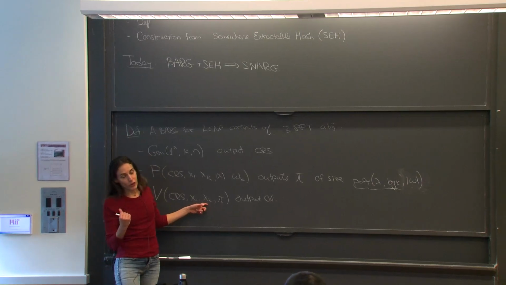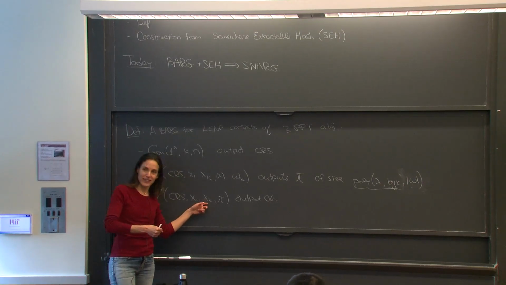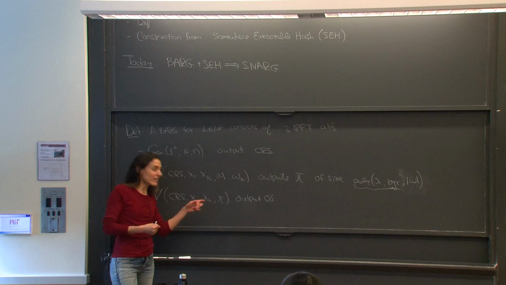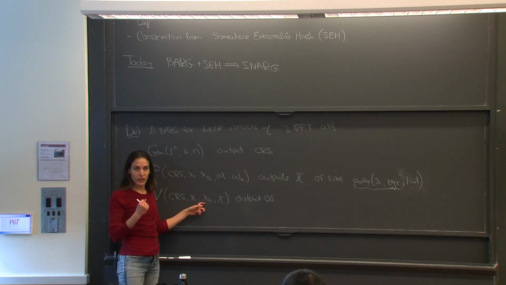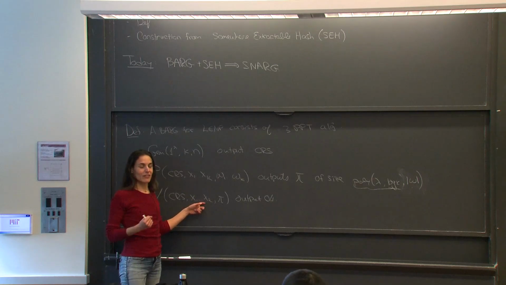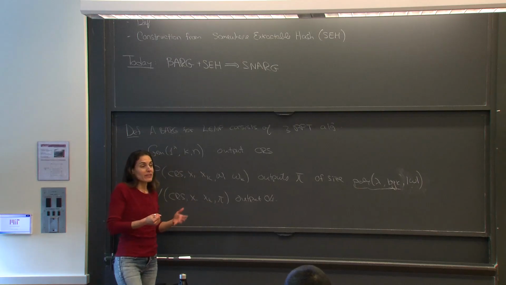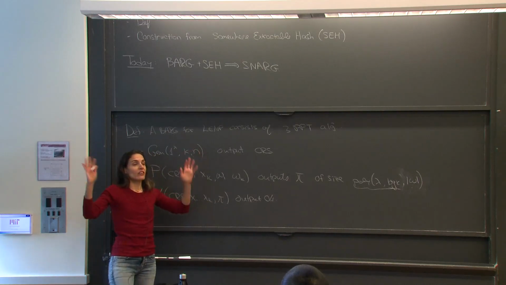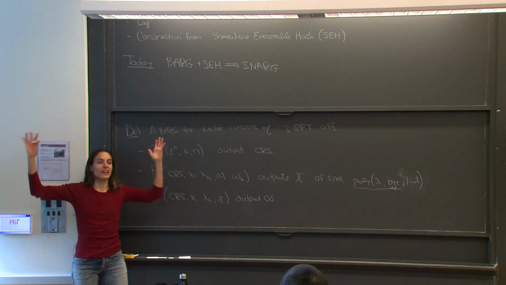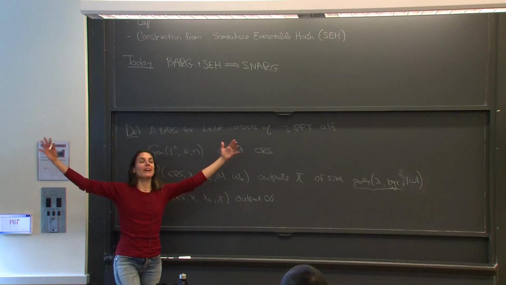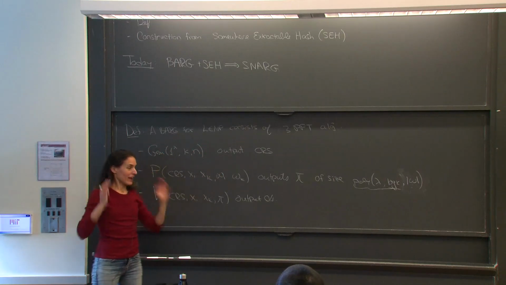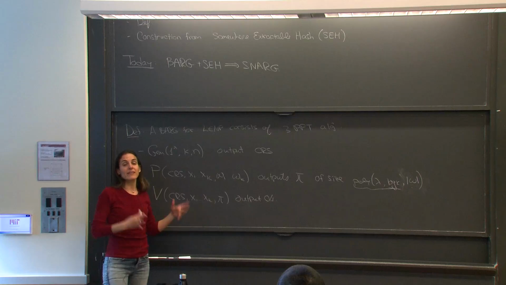Is it before he sees the CRS or after he sees the CRS? If he needs to decide them before he sees the CRS, then it's non-adaptive. If you get to decide it after, then it's adaptive. Ideally, we want to say it's secure for as big a class of provers as possible, and thus we would like to have soundness against adaptive provers.